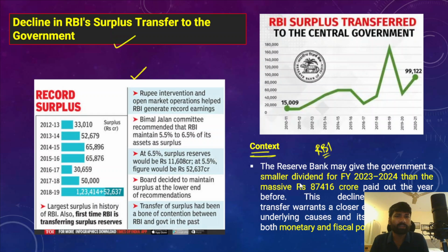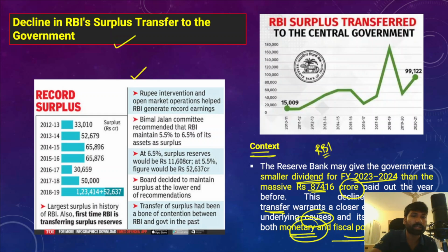may provide a smaller dividend or smaller profit in this financial year 23-24 than the massive 87,416 crore that was paid by the Reserve Bank of India last year to the government. But this year it is expected that the surplus provided by the RBI to the government would decline. So this decline in the surplus transfer requires a closer examination of underlying causes. What are the causes which actually led to the decline in surplus transfer? And also we must understand the implications on monetary and fiscal policy with respect to the decline of surplus.